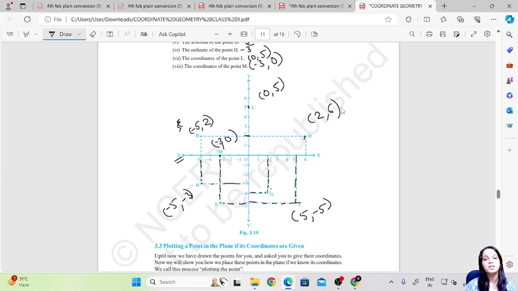Now this is all regarding your exercise 3.2 and the introduction of coordinate geometry from the lower classes. For more information, part 2 will be there.